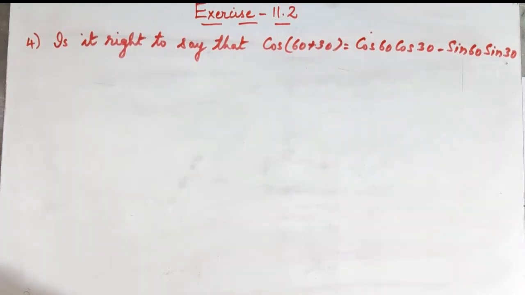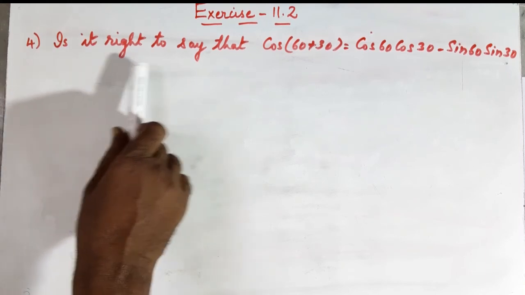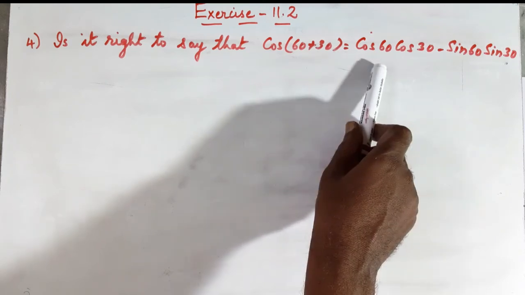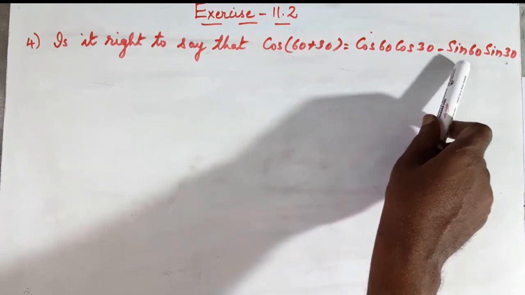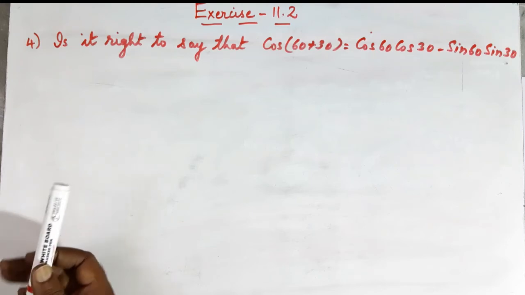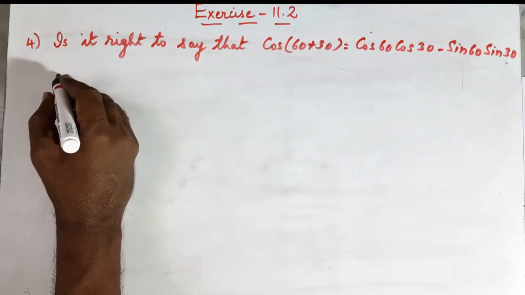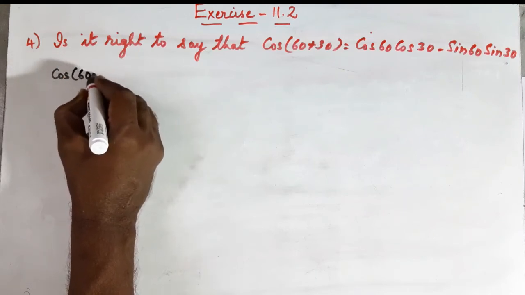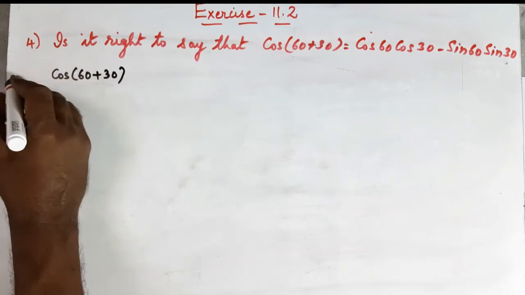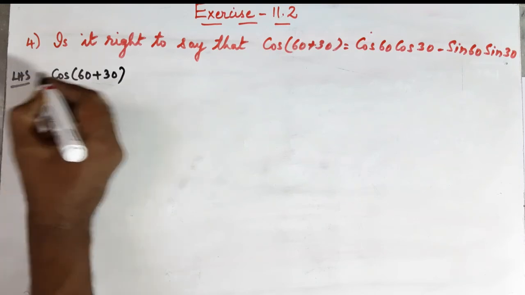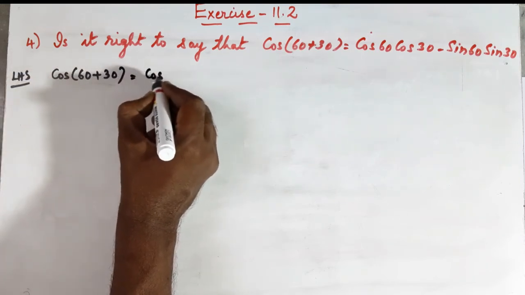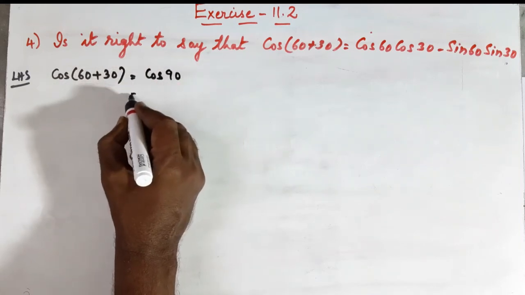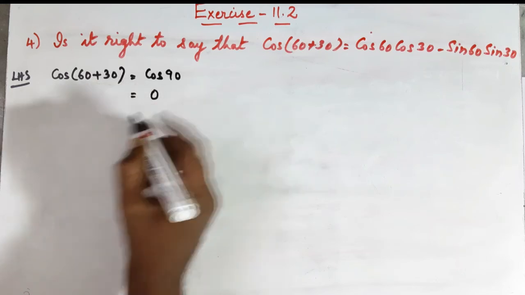Okay children, now the fourth problem. Is it right to say that cos 60 plus 30 is equal to cos 60 cos 30 minus sin 60 sin 30? Let us see. Write down the problem here. Cos 60 plus 30, I am taking only LHS. This can be written as cos 90. So what is cos 90? Cos 90 is 0.